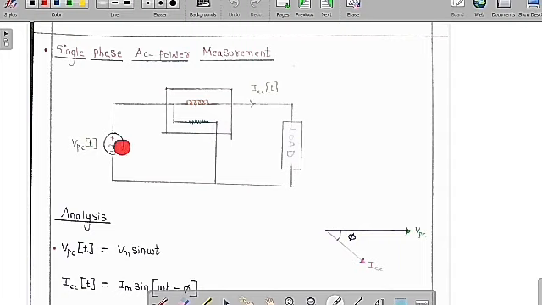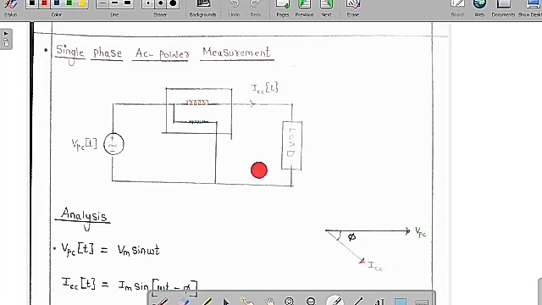So let me assume the source voltage is VPC of t, which is the voltage across the pressure coil, and the current in the load passes through the current coil, which I measure as ICC of t. Let me assume it is a lagging load, so VPC of t is the voltage across the load and ICC of t is the current through the load. The current lags the voltage by a small angle phi. So phi is the angle between VPC and ICC.